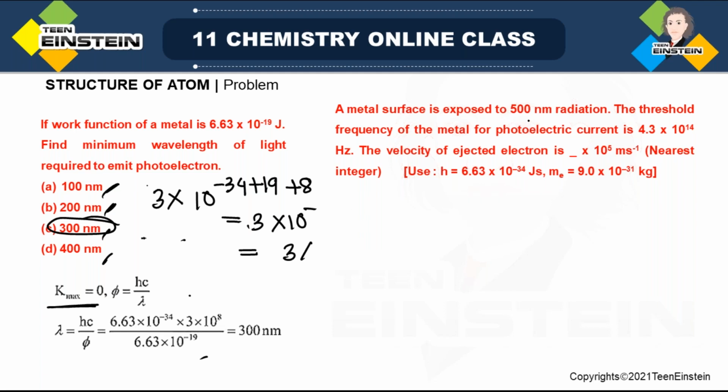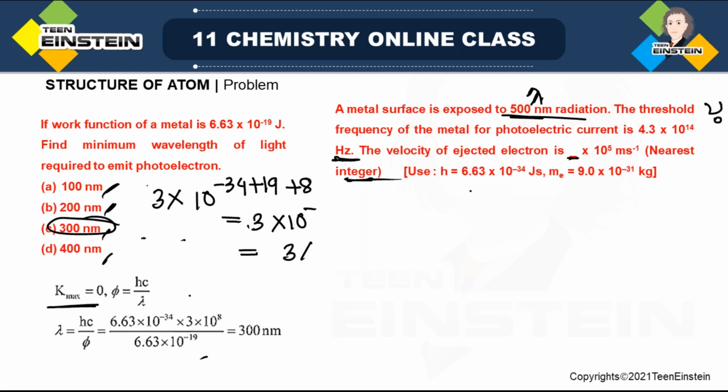A metal surface is exposed to 500 nanometer radiation. So this is the lambda, the corresponding energy we are providing. The threshold frequency of the metal, that means the nu zero value, is given, which is 4.3 times 10 to the power 14 hertz. This is the unit of nu naught. Hertz means second inverse. And the velocity of the ejected electron is dash times 10 to the power 5 meter per second. Okay, so here you have to just find the value which will be in this. That is a fill in the gap type of question, but it will be an integer, the nearest integer.